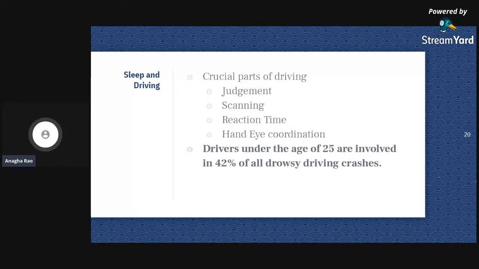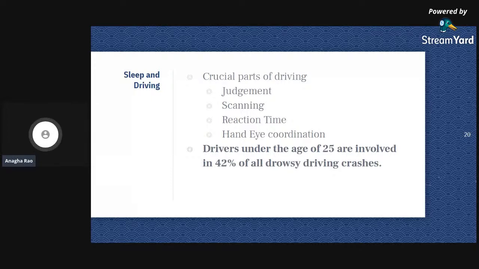And our judgment can be impaired, because studies have shown that those who have less sleep are far more likely to take more risks when they're driving, and they tend not to have as good judgment. They tend to make bad decisions. And this is not really their fault.